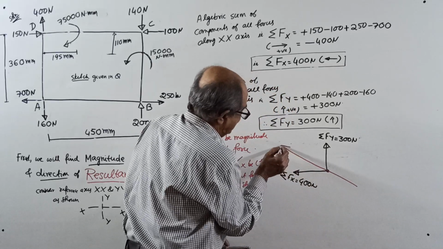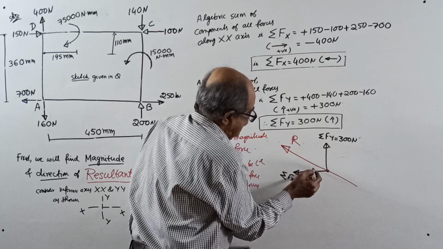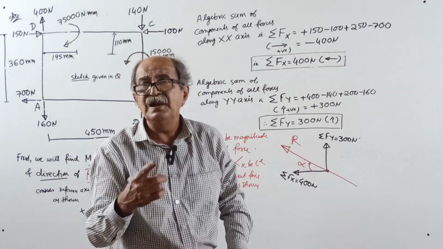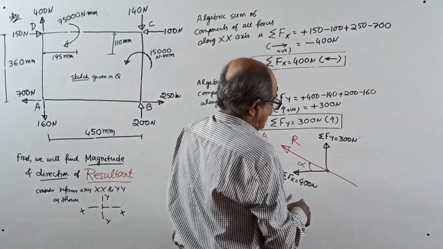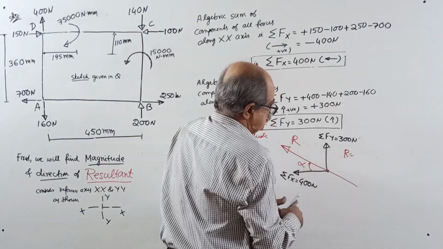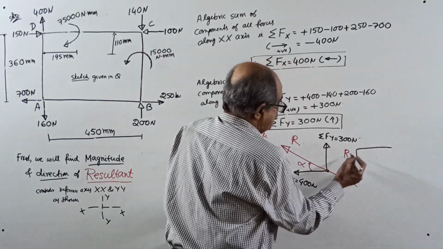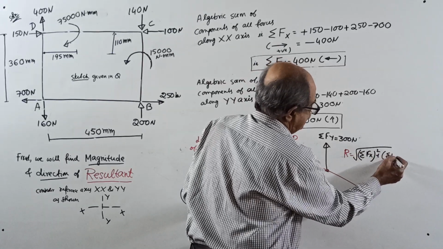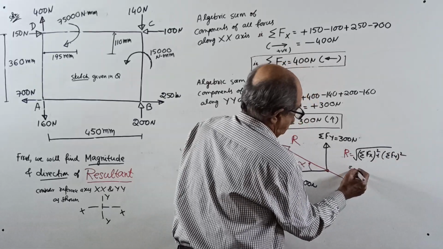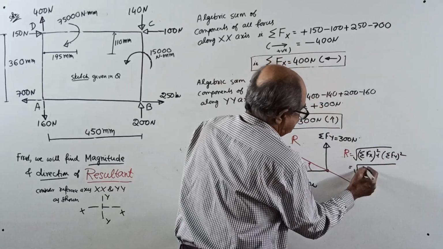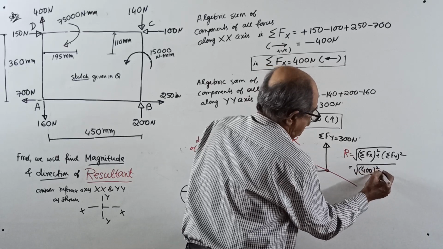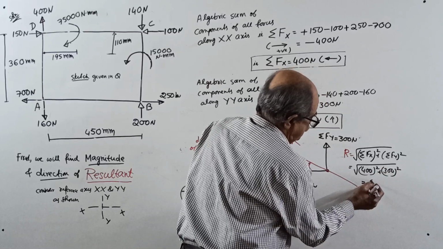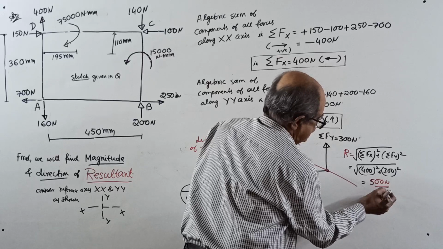This I should not explain. How to mark R and how to mark alpha was all told in the concurrent force system. Learn from there. Now you have R equal to square root of sigma Fx squared plus sigma Fy squared, equal to square root of 400 squared, no minus sign, plus 300 squared. The resultant will come 500 Newton.